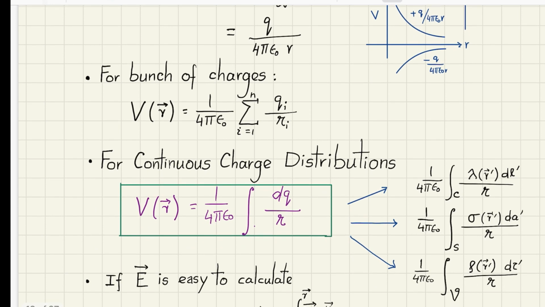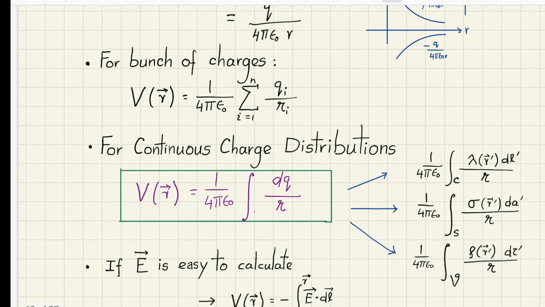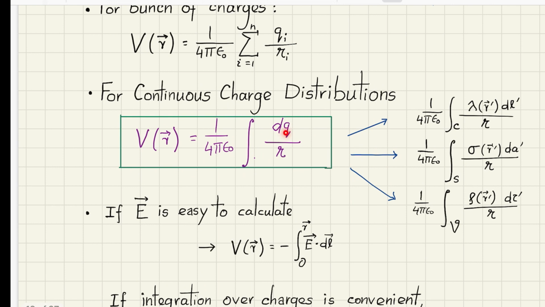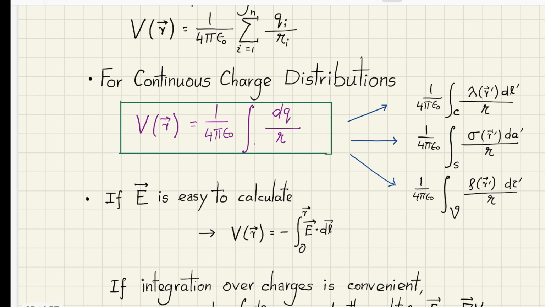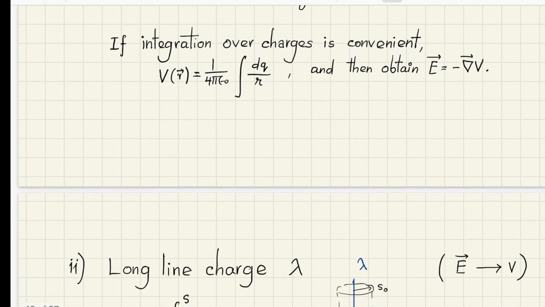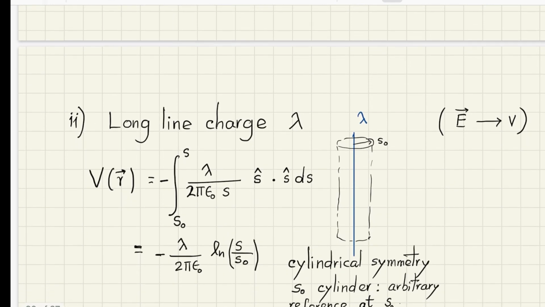So if E is easy to calculate, then of course V(r) is minus the integral of E dot dl. So you know E, and hence you can calculate V. That's the best way to do that. But sometimes it is a lot more direct to obtain V from charges. If your integration over charges is convenient, then we can get V(r) from the integral of dq by r, and then obtain E as minus grad of V. This is simple.